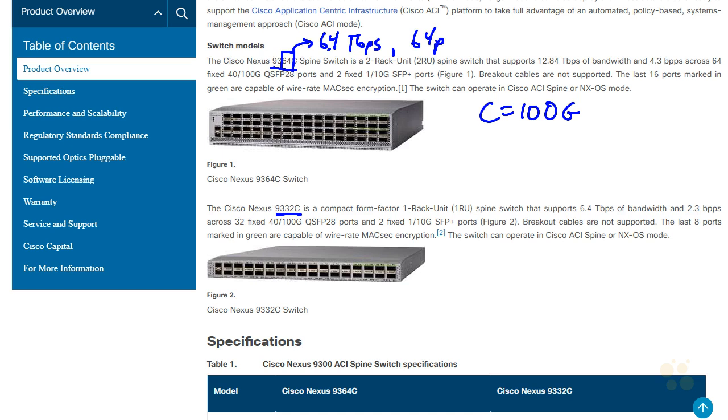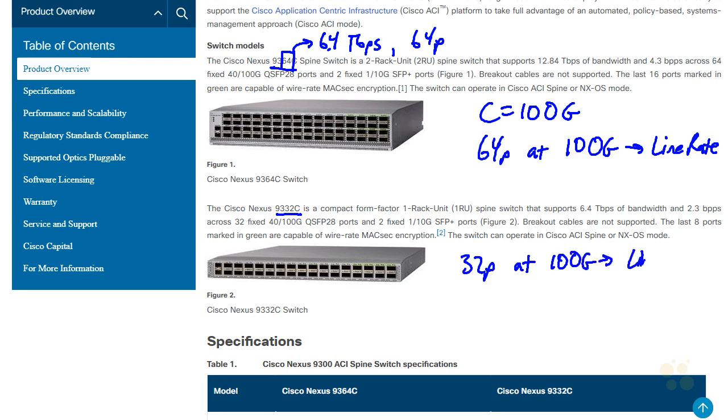So the 9364 has 64 ports at 100 gig, and guess what? That can operate at line rate. That means that we can have every single interface going 100 gig inbound and 100 gig outbound going at the same time without dropping a single frame. That's incredible. Likewise, the 9332 can do 32 ports at 100 gig and also at line rate. So we have two different options here just depending on the size of switch that we need.